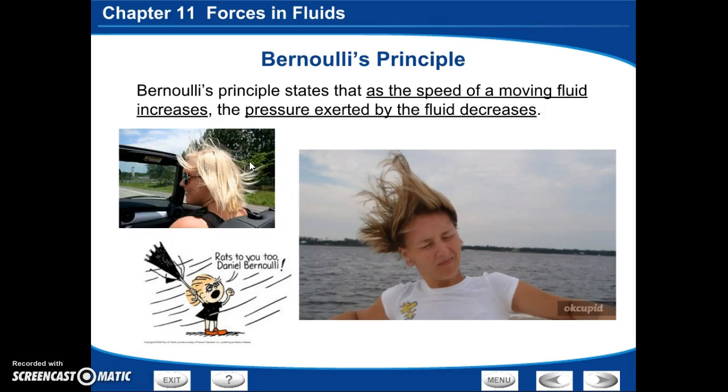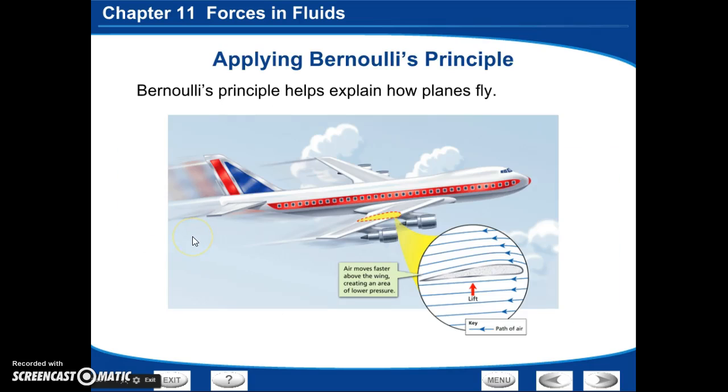Now, Bernoulli's principle says that if we speed up fluid, think of air, if the speed of moving air or fluid increases, then the pressure decreases. And that's what happens in a convertible on a roller coaster. The air is increasing up here as you're moving, so your hair goes up. Same thing when you're on a boat. And that's why if it's really windy, your umbrella will pop.